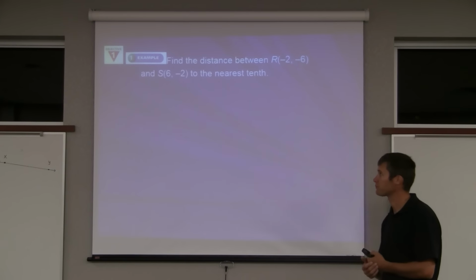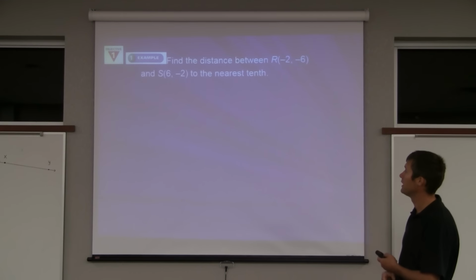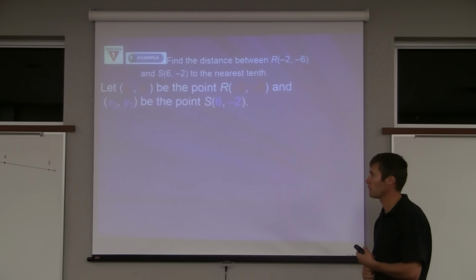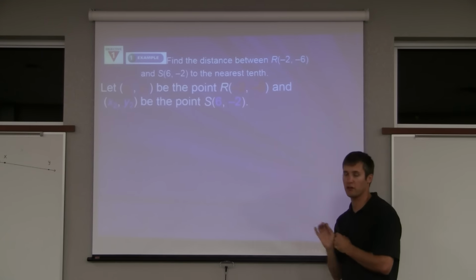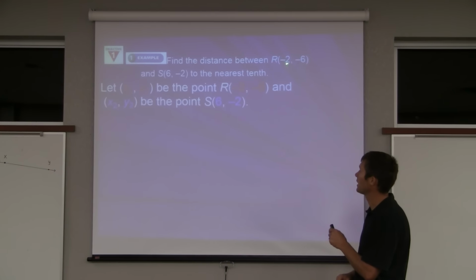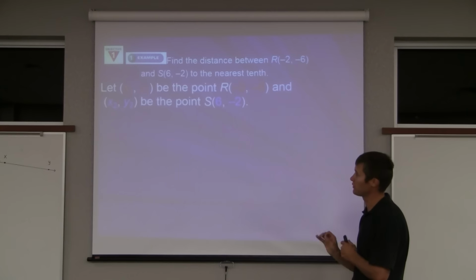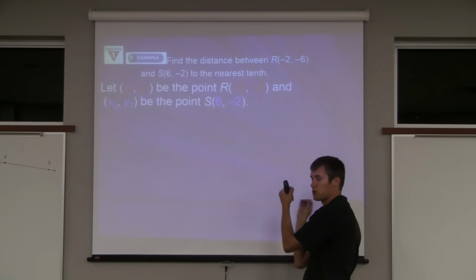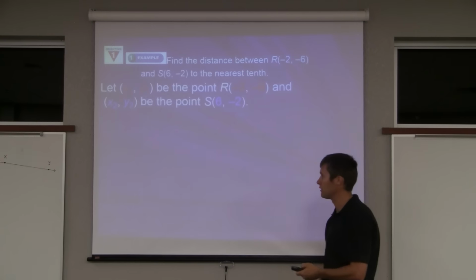Another example, find the distance between (-2, -6) and (6, -2). So once again, you choose the values you want to be. So you could say x1, y1. You could say x2, y2. Doesn't matter. You choose the points. What matters is you're going to subtract the x values, subtract the y values, then square them.